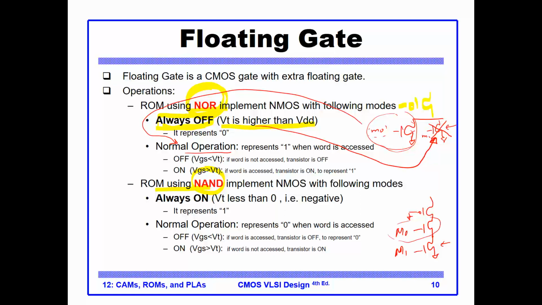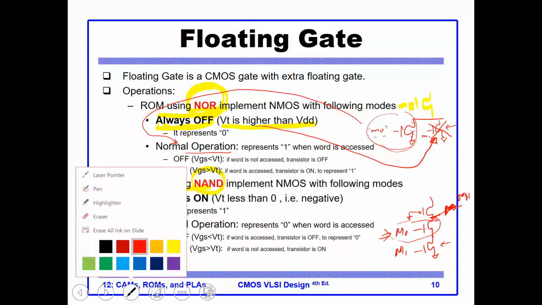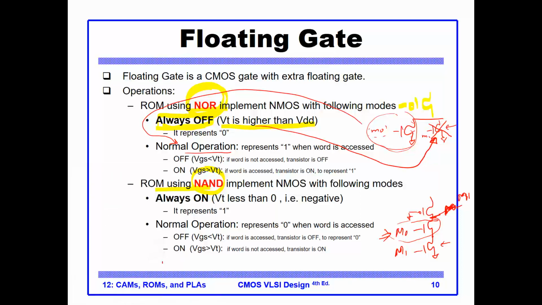I need to remove it so the output here is just M1, for instance, after the inverter, of course. So it would be just max term 1. So how to remove the transistor connected to max term M0 here? How to remove this guy? Well, very simple. I program the VT for this device and make the VT negative.